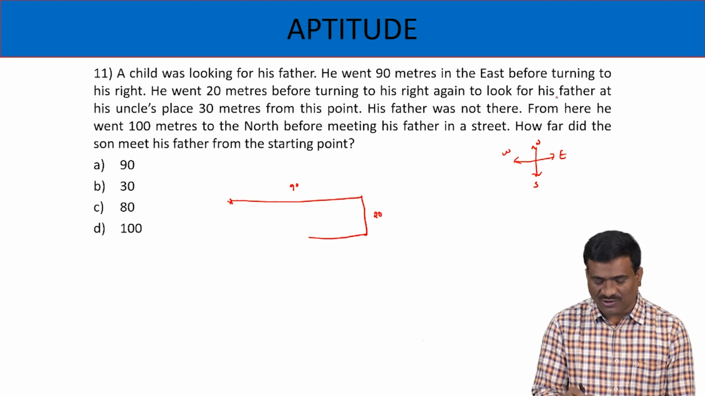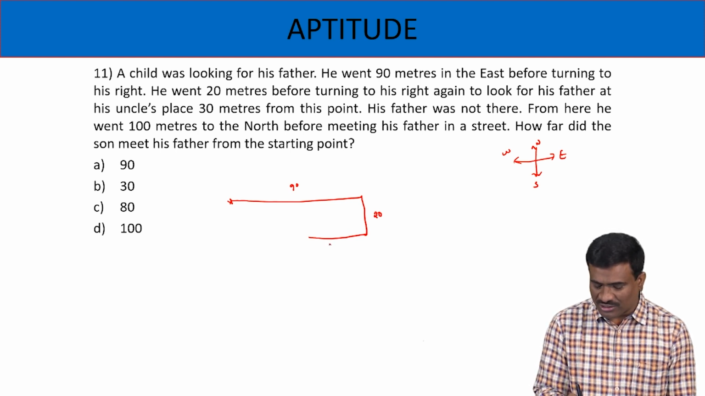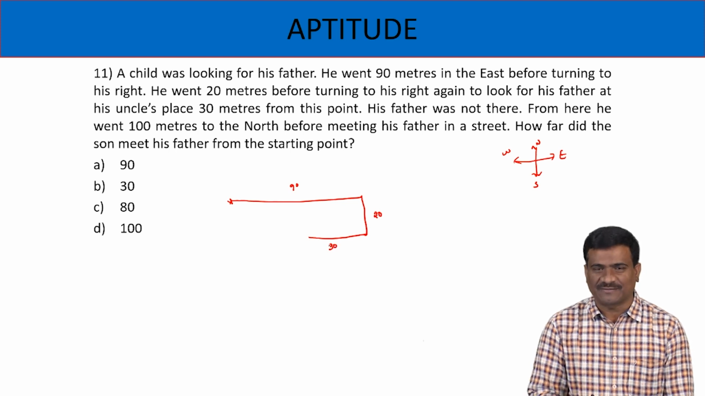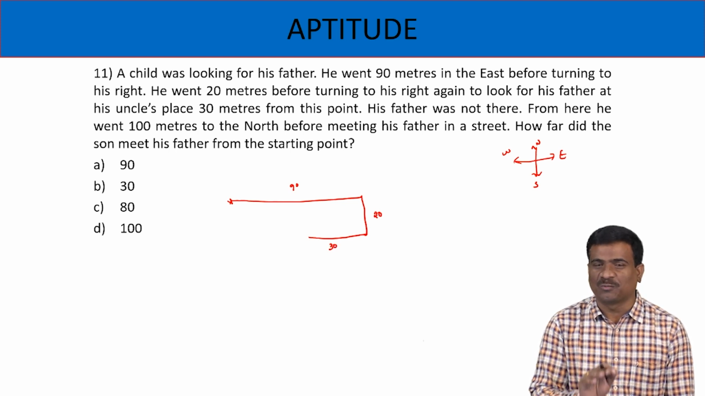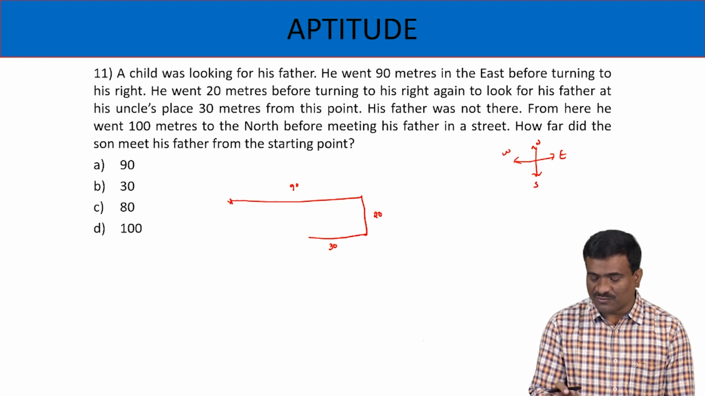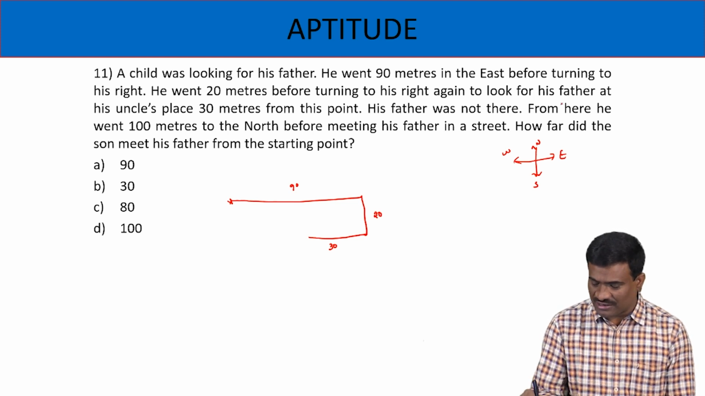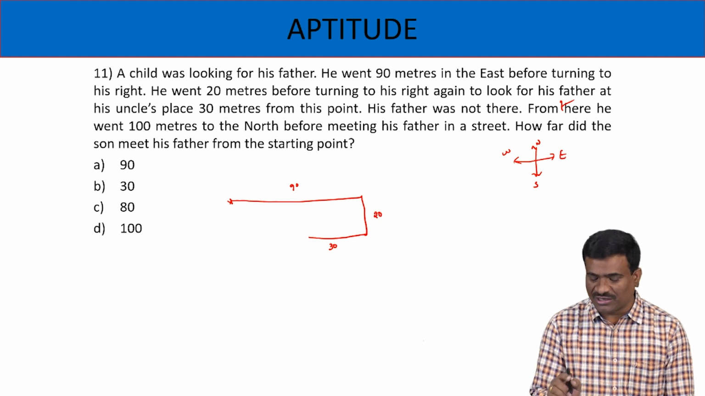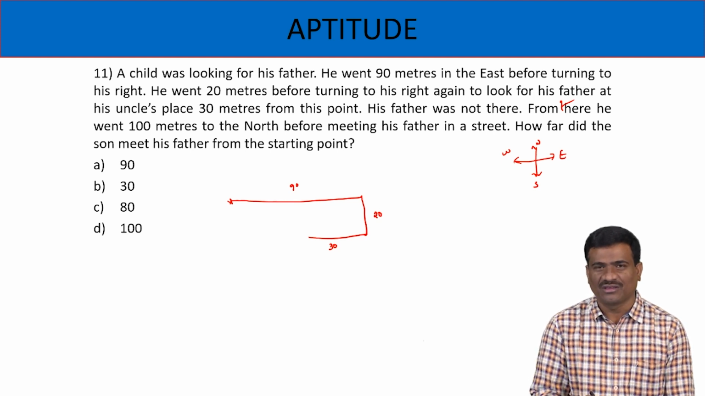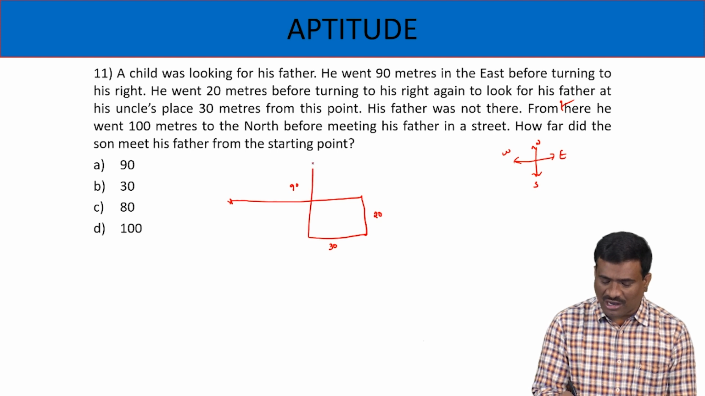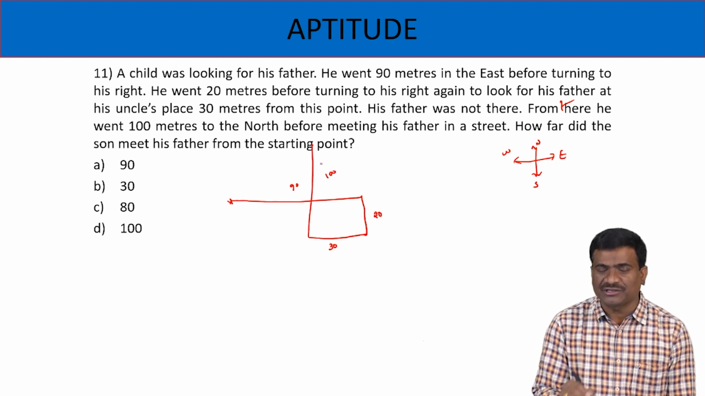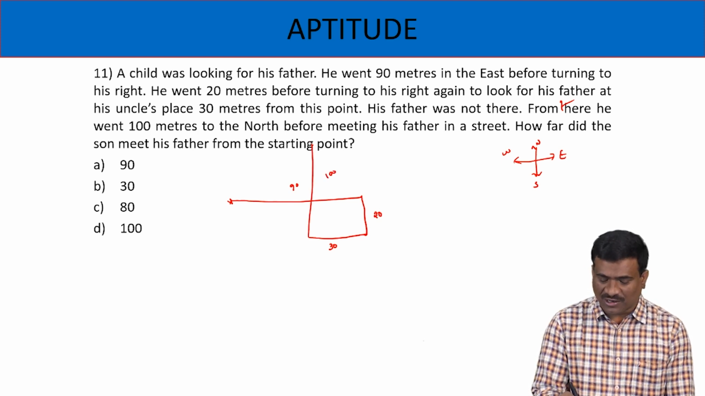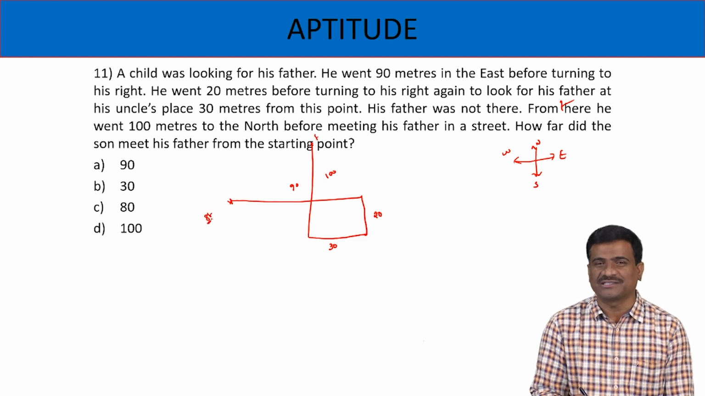To look for his father, at his uncle's place, 30 meters from this point. This point is called the uncle point. His father was not there. From there, he went 100 meters to the north before meeting his father in a street. This direction is called north. This point is called the father point, and this point is called the starting point.